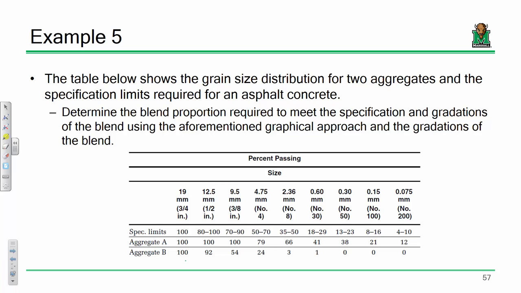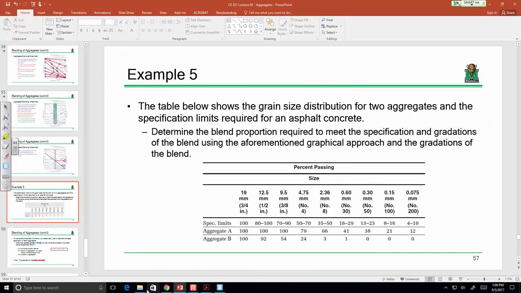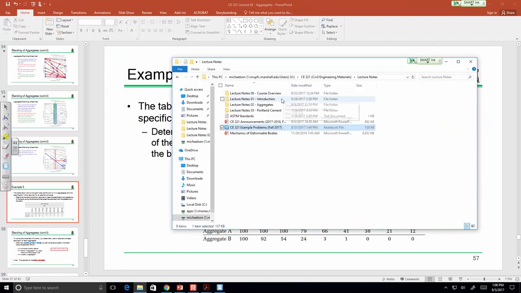But the idea is, if I use a little bit of A and a little bit of B, I can blend these together and make an aggregate that does meet the spec. So we're going to take this one step at a time, and I'm going to start off by looking at this chart. I'm going to need y'all's help as I go back and forth on this.